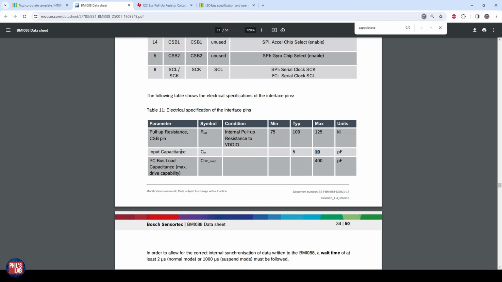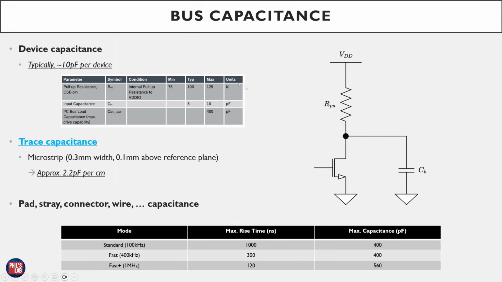We can also see the maximum allowed I2C bus and load capacitance, because this device can do either I2C or SPI, is 400 picofarads in this case, so it can drive a load capacitance of up to 400 picofarads. So that's where we might be able to get device capacitances from. So if we have multiple devices on a single I2C interface, we'll have to add those together.